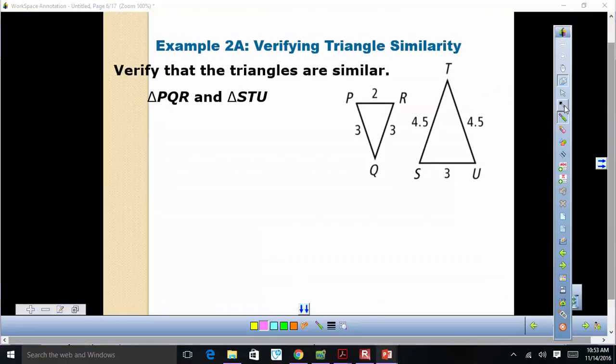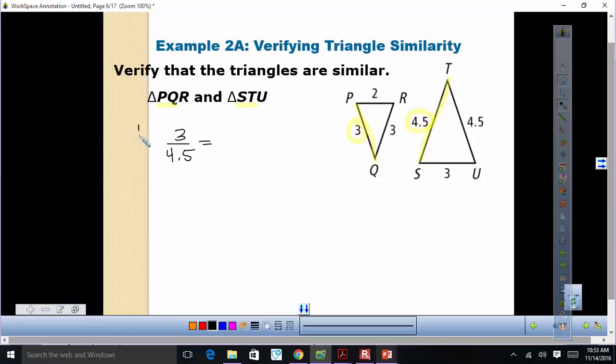All right, so here we have PQR as my first triangle, and STU as my second triangle. So PQ corresponds with ST because they're in the same order. So PQ is here, ST is here. So I need to find the ratio of these sides. So I'm going to do 3 over 4.5. So that's PQ over ST. Now, if you put that in your calculator, what does it give you? Okay, 2/3. If we kept it in a fraction, which I like fractions, if you did a decimal, it would give you 0.6 repeating.